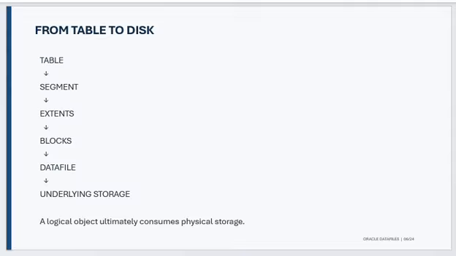So when someone asks you, the table is consuming like 500 gigabytes of space, that doesn't mean there is a 500 gigabyte table file. It means Oracle has allocated storage to this table segment through extents and blocks, and those blocks ultimately consume physical space inside one or more data files.